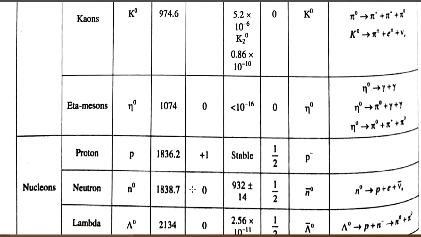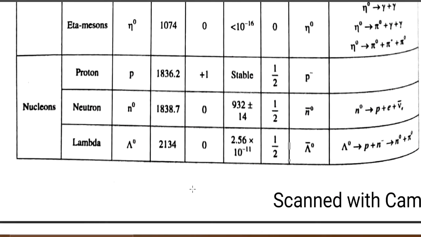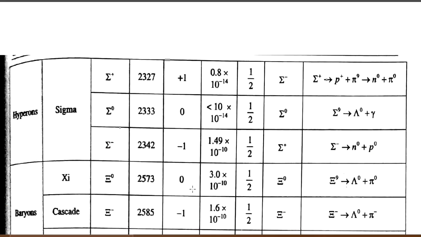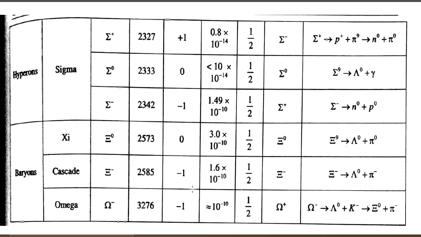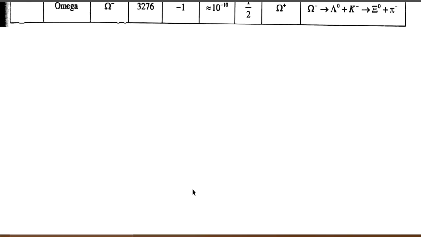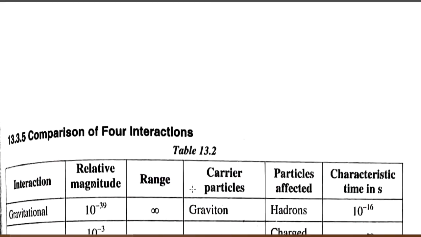It is given even in the textbook for all the elementary particles. Learn this table, even for hyperons: sigma, psi, cascade, omega. Study and remember some important properties.